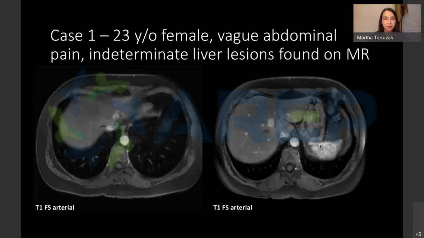So let's start with case one. This is a 23-year-old female with a history of vague abdominal pain, and she had indeterminate liver lesions found on MR. I'm showing you the arterial phase on both of them, just at different slices. We have one liver lesion here in hepatic segment 2, and another arterially enhancing liver lesion here that looks probably like hepatic segment 4. So 2 liver lesions.